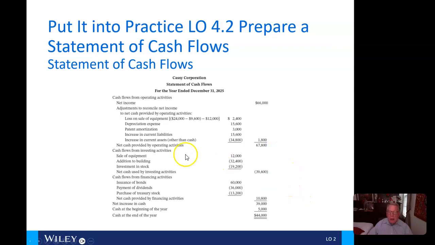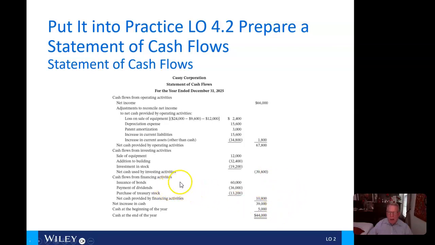67,800. Now the same thing for investing activities. Here we sold equipment for $12,000. That's this same $12,000 up here on which we computed a loss. And then addition of the building, we spent 32,400 on that and invested in stock. So in general, we had net cash used by investing activities, 39,600 here.